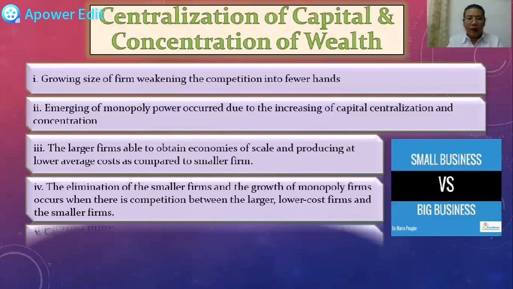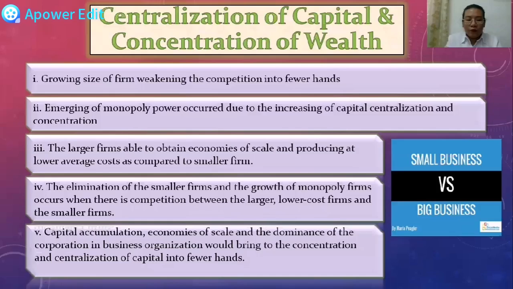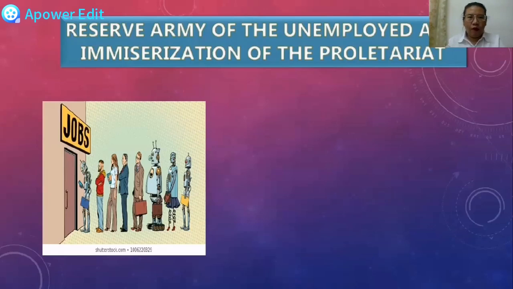The last is that capital accumulation, economies of scale, and the dominance of corporations in business organization could bring about the concentration and centralization of capital into firms. Next is the reserve army of the unemployed and the immigration of foreign trade.